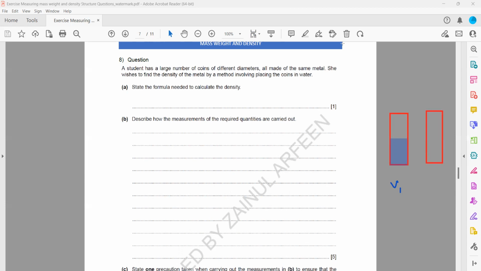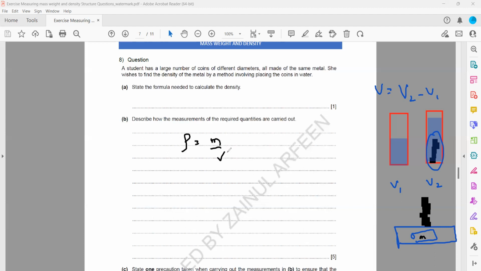Then we'll add the coins. The volume will change because of the displacement. We'll measure the final volume and take a difference. V2 minus V1 will give us the volume of all these coins. Like take 5 or 10, any number. And then we can measure the mass of all these coins by placing them on the balance. Now to get the density, it is mass over volume.